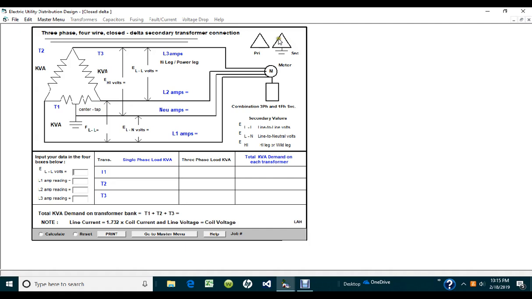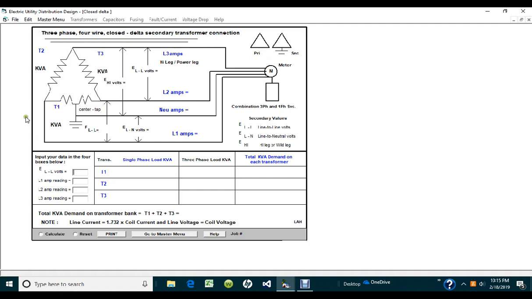Each leg of the triangle represents the secondary coil of the individual transformer up on the pole that it's connected to. So in other words, I have 1, 2, 3 sides to the triangle. That means I have 3 transformers, secondary coils up on the pole. So each transformer on the pole has a primary winding and a secondary winding. So that's 3 transformers on the pole, 3 primary windings and 3 secondary windings.